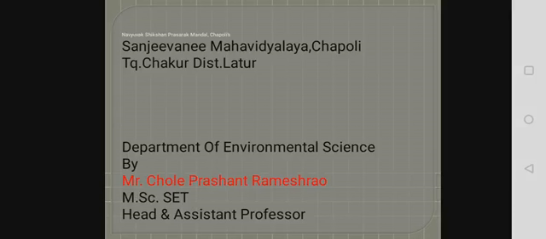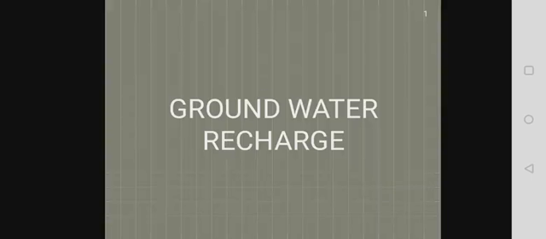In our last lecture, we discussed rainwater harvesting, one of the water conservation methods. In today's lecture, we discuss groundwater recharge. What is meant by groundwater recharge? Groundwater recharge is a hydrologic process where water moves downward from surface water to groundwater. This process is called groundwater recharge.